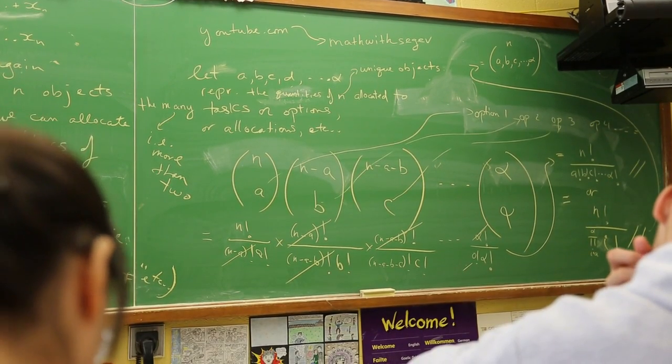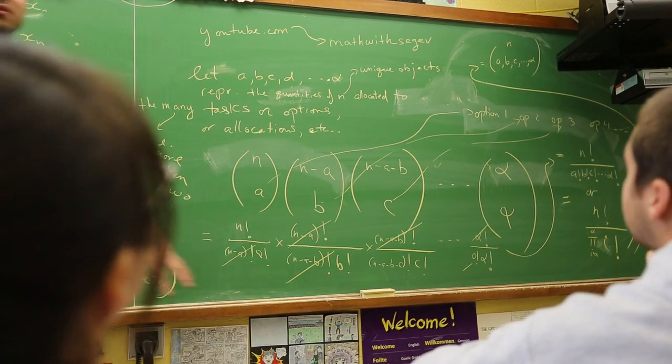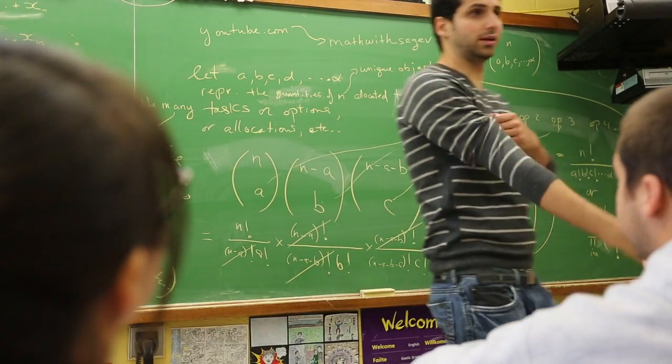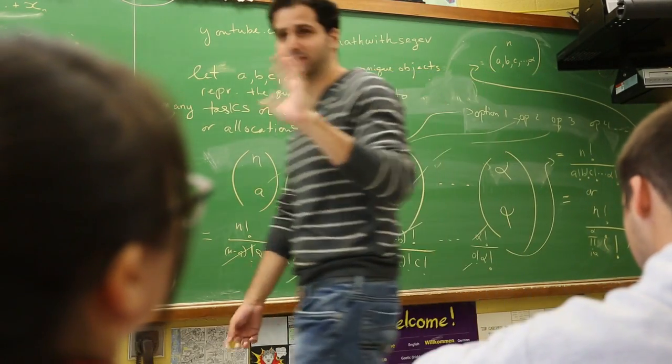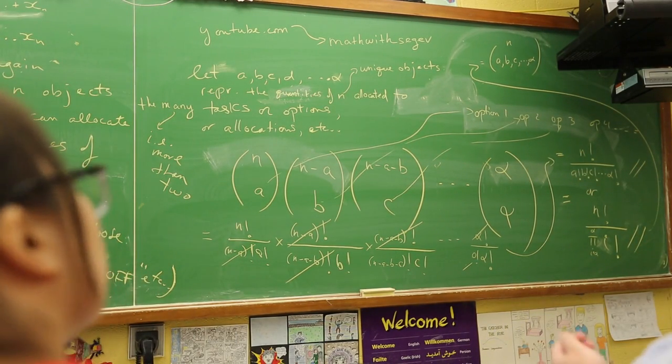So this is more powerful than just Pascal's triangle, right? So the textbook only shows you Pascal's triangle, right? But if you think of Pascal's triangle, as I said, as a binary triangle, right?